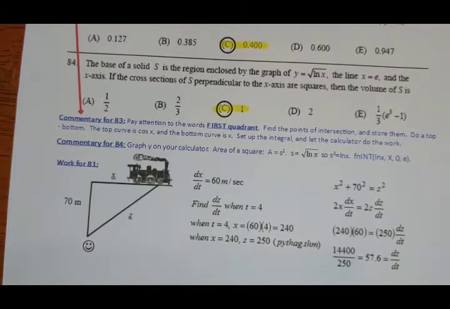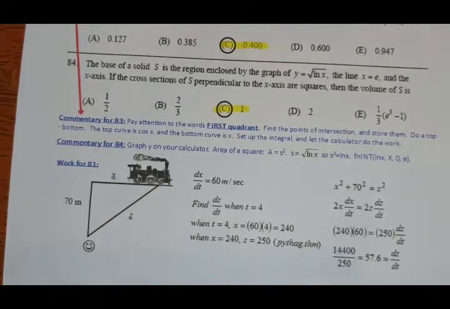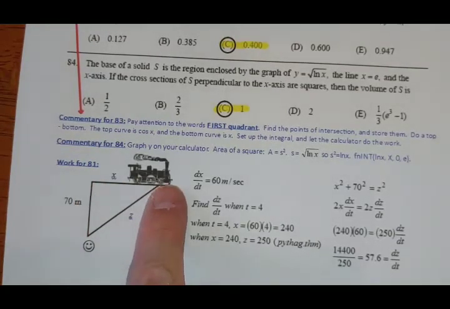So it says in number 81, a railroad track and a road cross at right angles. So here's my railroad track and here's my road and there's my right angle. An observer right here, he's happy, is standing 70 meters south of the crossing. So this is the 70 meters between the railroad track and the observer. He watches an eastbound train, so the train is going eastward, at 60 miles per hour.